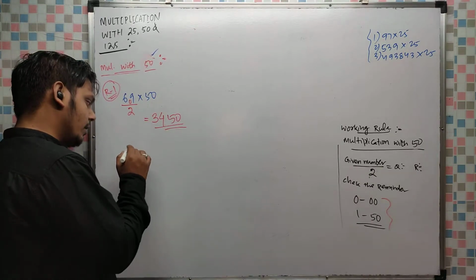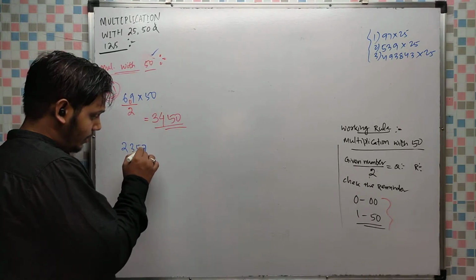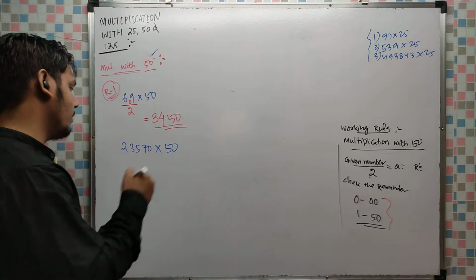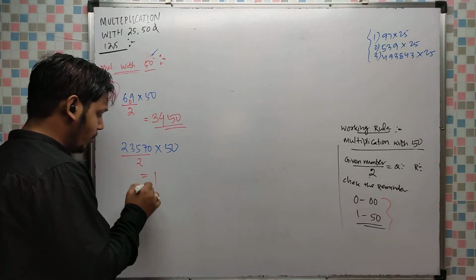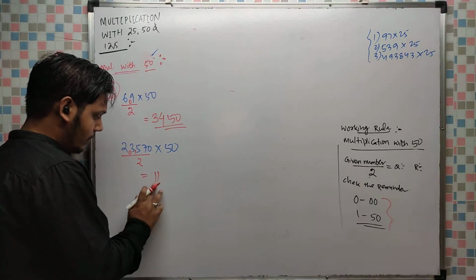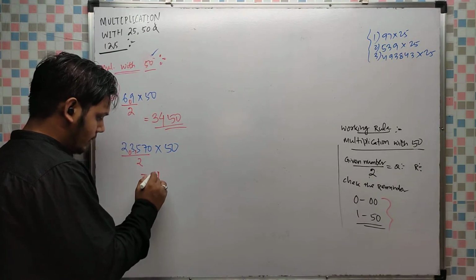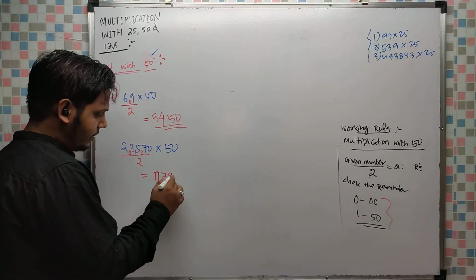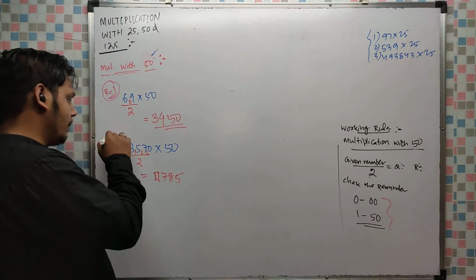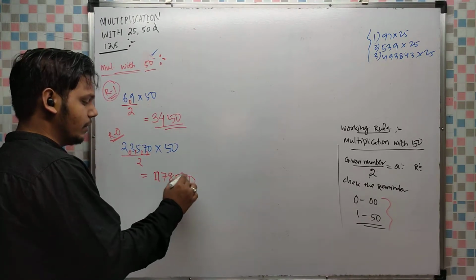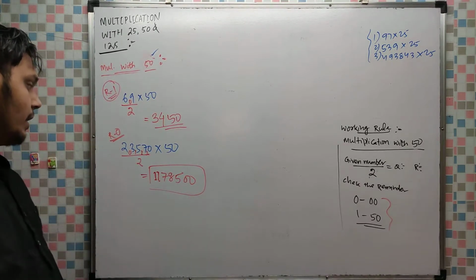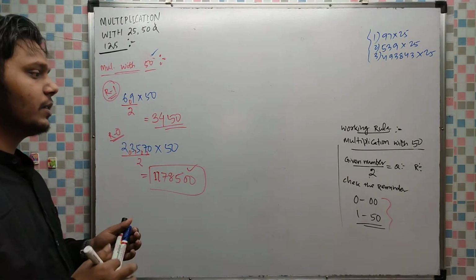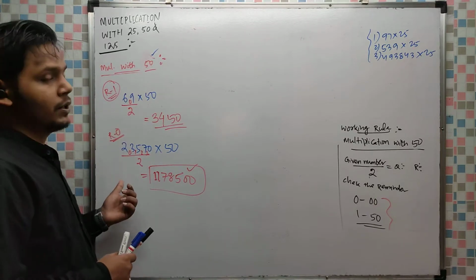Now if it is given like 23570 into 50, then the same method. Again you have to divide the number by 2. 2 twos are 4... 2 sevens are 14, remainder 1, again 2 eights are 16, again 1, 2 fives are 10. The remainder is 0. Remainder 0 means you have to put double 0. 11785 double 0. This is your answer. It is very simple, like 25, but here you divide by 2 and two possible remainders will come.